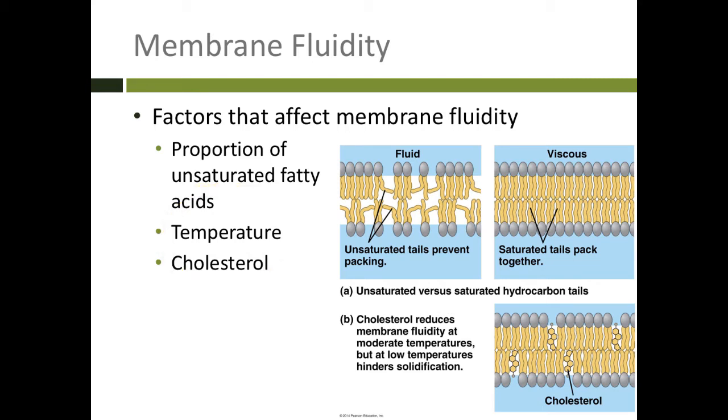Cholesterol is the third factor that's going to affect membrane fluidity. Cholesterol is going to pack in and fit in the spaces in between the phospholipids that are created by the kinked tails. Cholesterol's job is to help resist changes to the membrane fluidity. At our body temperature, cholesterol mainly reduces the fluidity of the membrane, so it's going to make it more rigid.